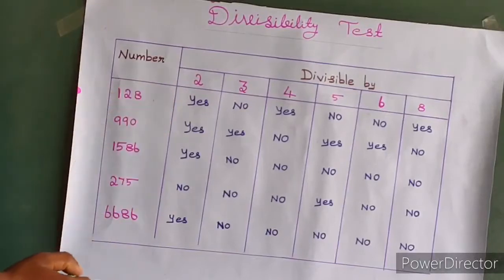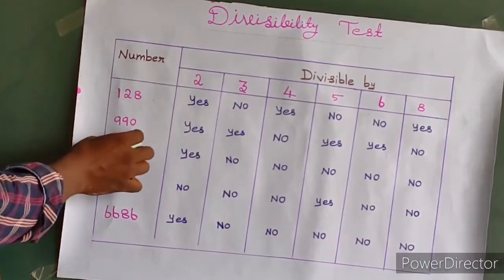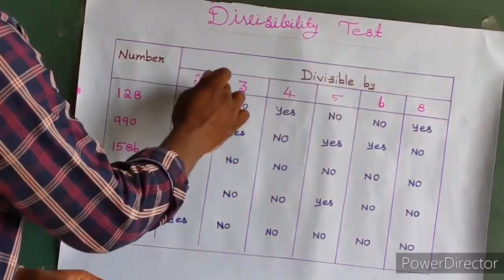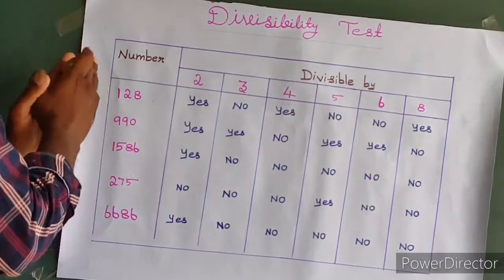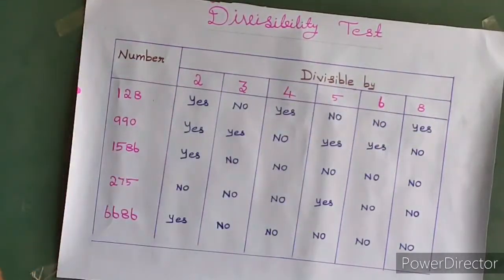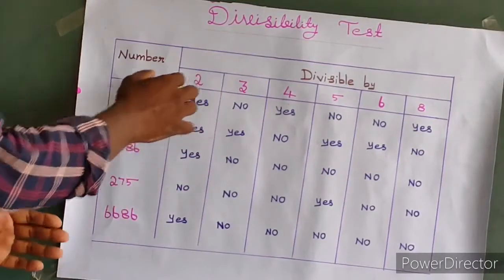So let's see this divisibility test chart. The numbers are given here: 128, 990, 1586 and so on. If you want to check whether the given numbers are divisible by 2, 3, 4, 5, 6 and 8. See the first number, 128. Is 128 divisible by 2 or not? This number is divisible by 2 because the last digit ends with 8. So this is an even number which is divisible by 2.